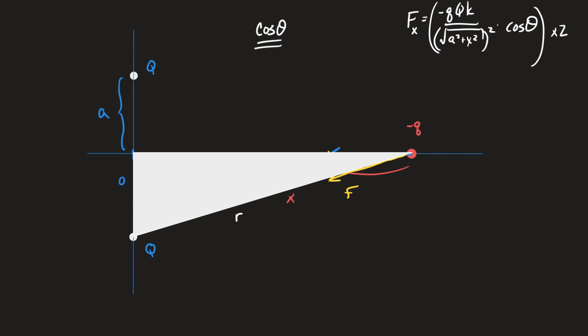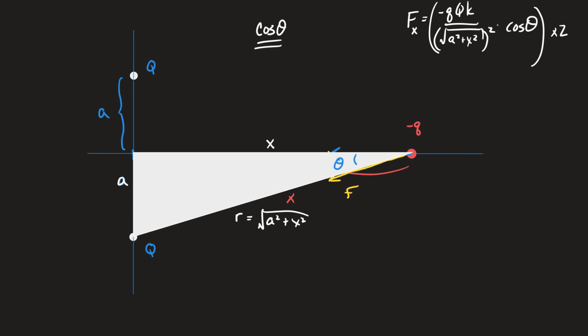Just putting this triangle on the board. Is that okay? You guys see this triangle here? Yes. And this triangle has properties that include theta, right? And side lengths that we have figured out. For example, we have figured out that r is the root of a squared plus x squared. And the adjacent side here is x, and the opposite side is a.